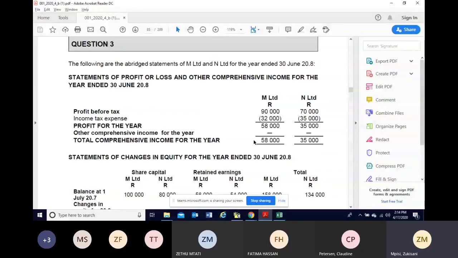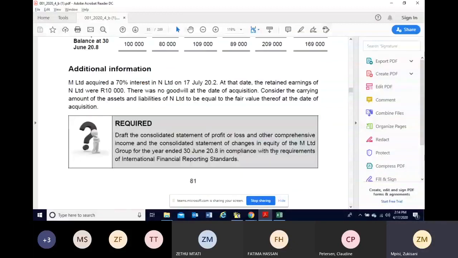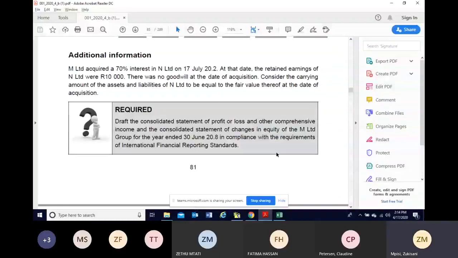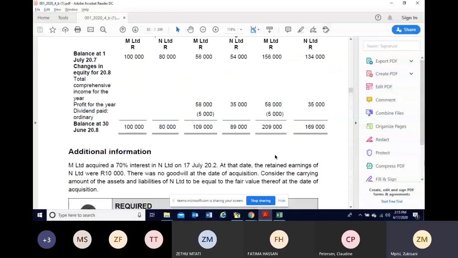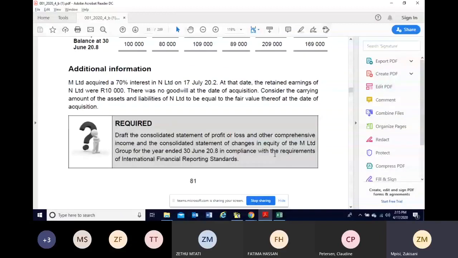So let us go to question 3. Here is our question 3, on the study guide on page 81. Right. So the important thing before we go through this, good thing is this is just one page, but I'm sure you already know by now that it's actually so huge when you are answering. This is going to be many pages. But let us go through the required on page 81.